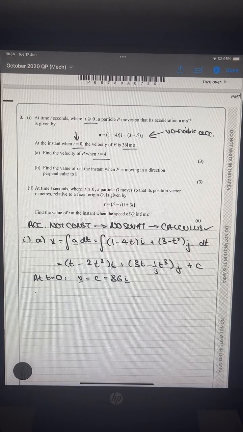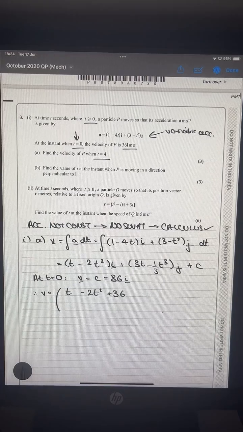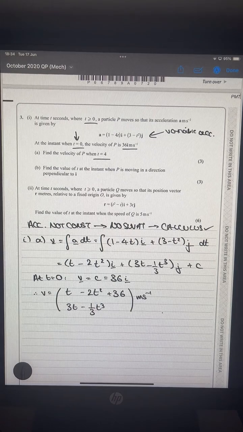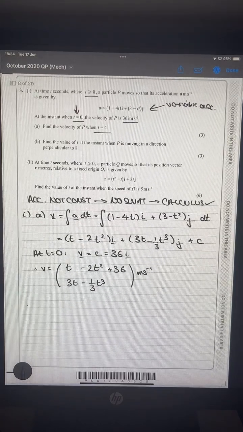So therefore, the velocity, and I'm going to write this as a column vector now, so my i's are on top, j's are on bottom, will be t minus 2t squared plus 36, and 3t minus 1/3 t cubed, and there's no j component for my constant, so there is my velocity. Have I answered the question? I have not. I need to find it when t equals 4, so I'm just going to sub in now.